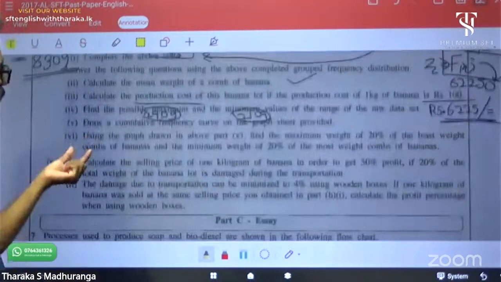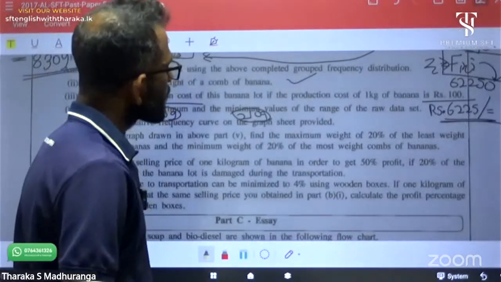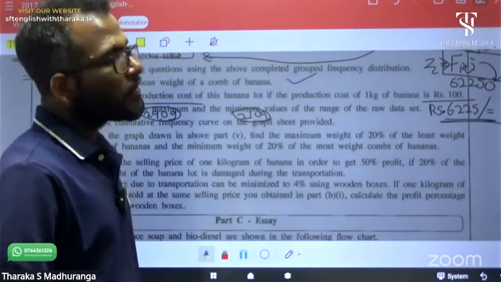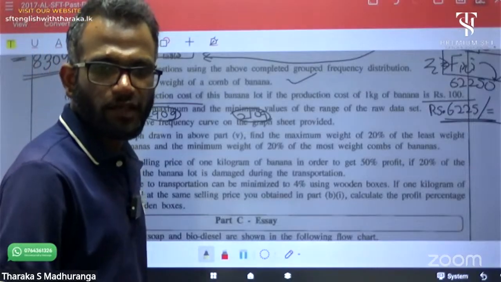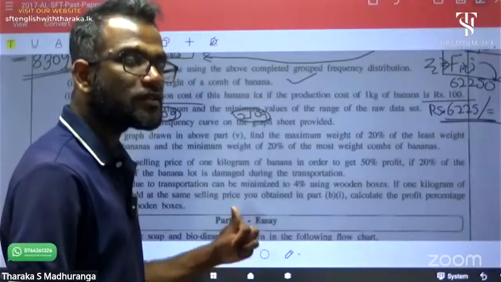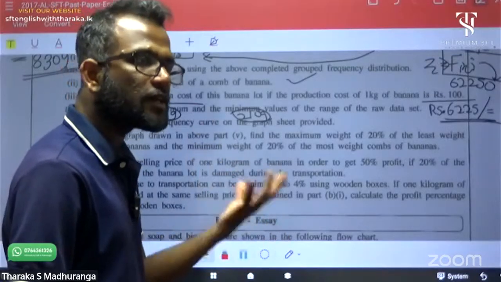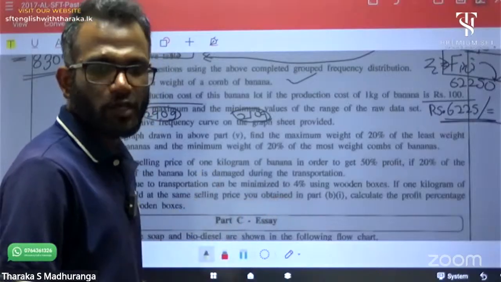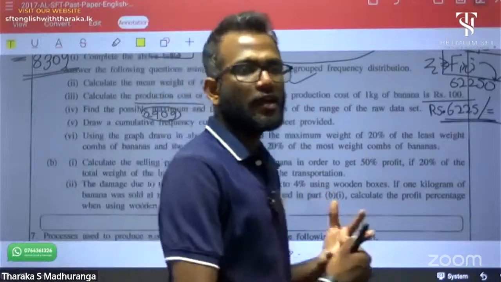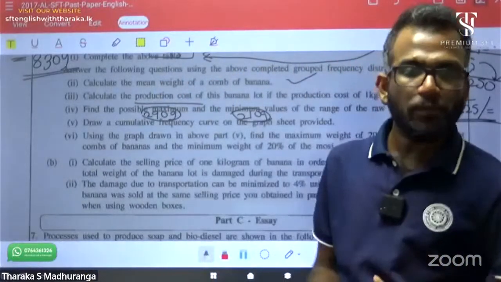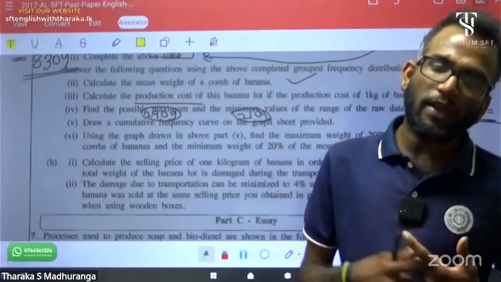Okay. Next question: draw the cumulative frequency curve on the graph sheet provided. What is the previous year question? The 2016 question was on cumulative frequency. The 2017 question again: draw the cumulative frequency. Did you see? The same question was asked again. Then what do you need to improve? You need to improve your time management.